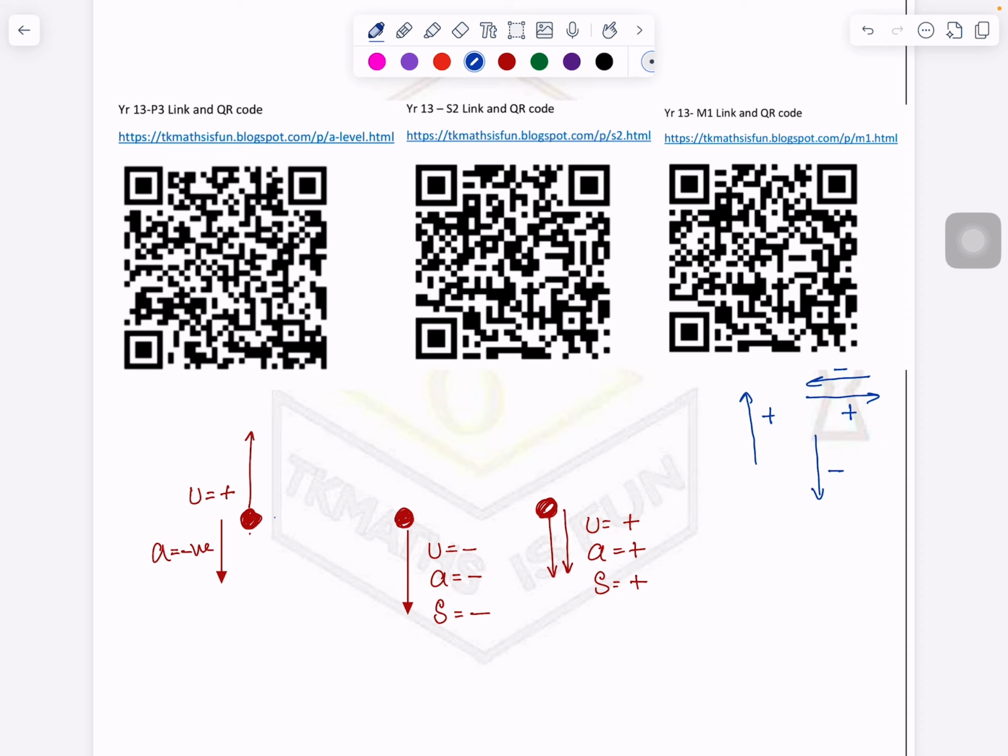For example, in this case the ball is thrown up, so the sign is positive. Acceleration is always acting downward due to the force of gravity of the earth, right? So acceleration will be downward in this case. If you throw the ball down, acceleration is also acting downward, right? It is always acting downward.